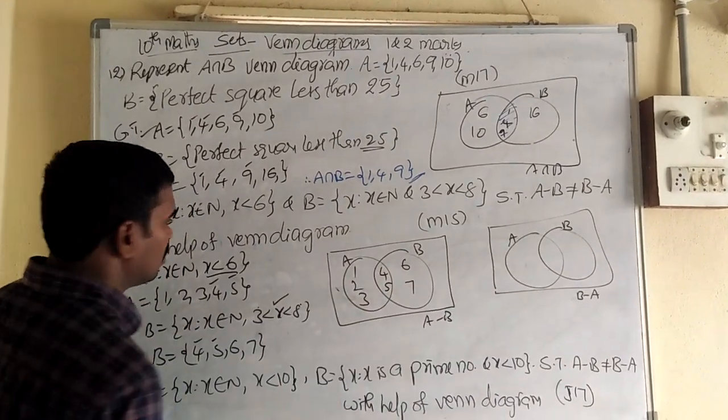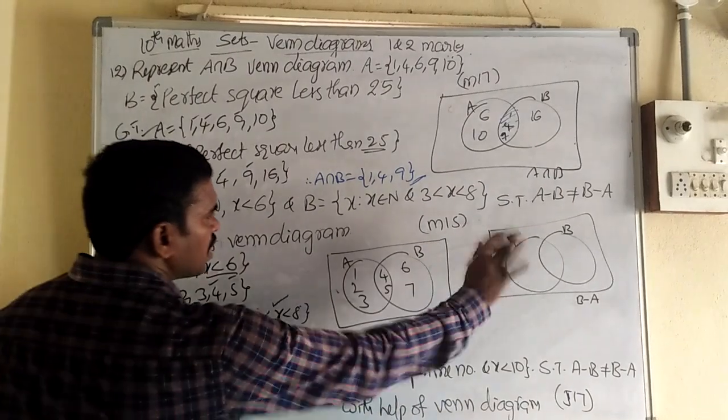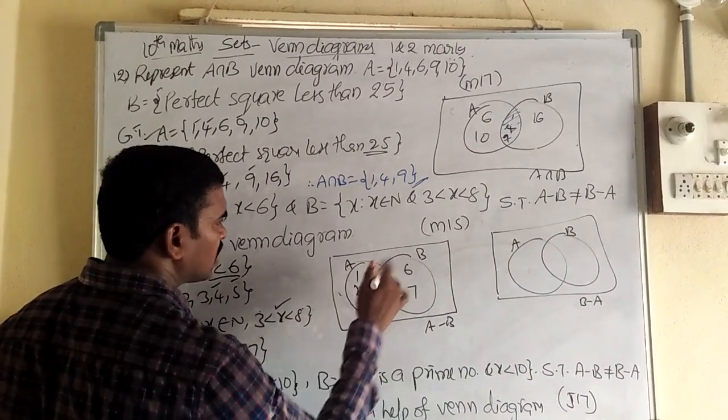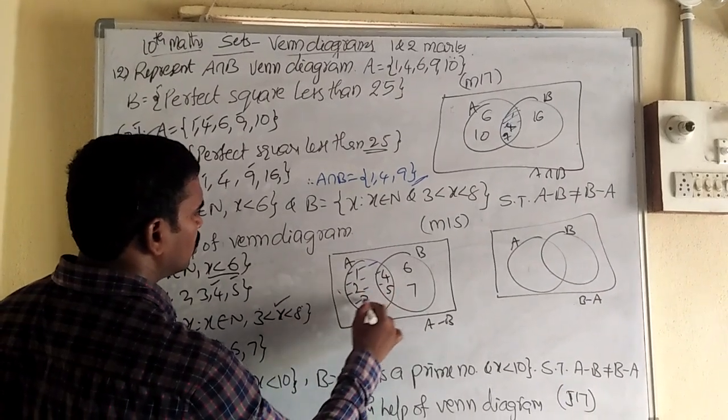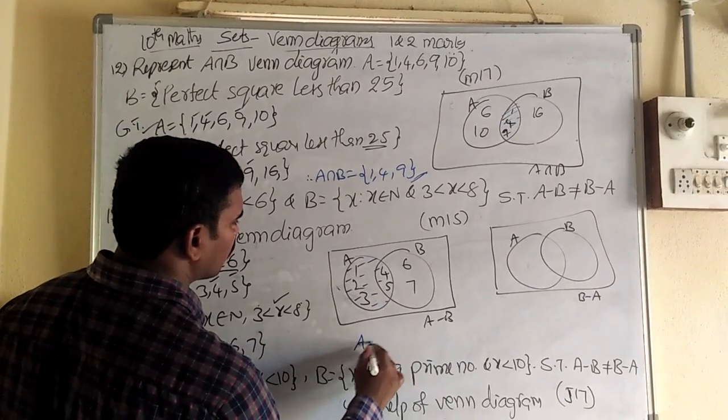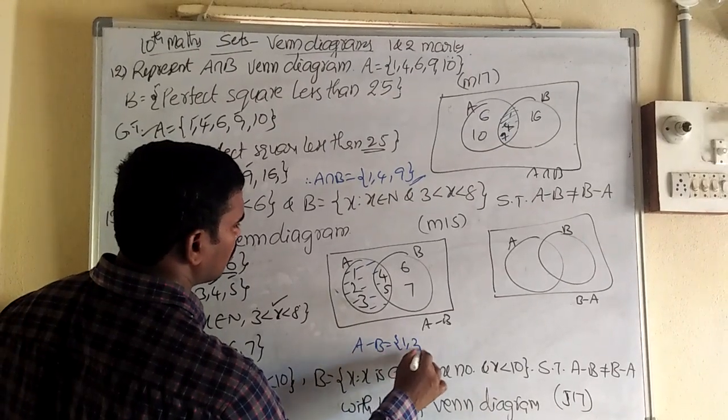First one, A minus B. So remove B. If you remove B, what are the remaining elements? 1, 2, 3. So A minus B equals what? The set of 1, 2, 3.